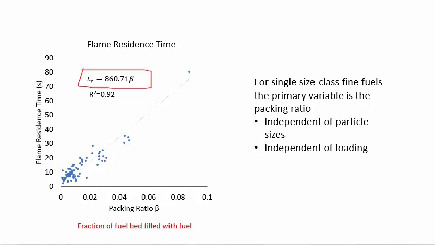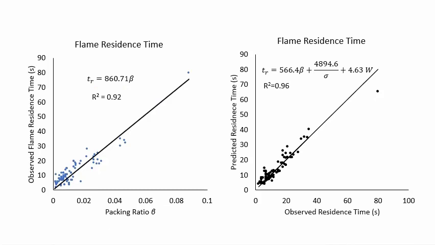What you see here is 92% of the variation in these cardboard fuel beds is a function of only beta. Only the packing ratio determines it. So for a given particle size, you could have a residence time as low as 7 or 8 seconds and as high as 70 seconds, simply by changing the packing. Very interesting. Now we can improve upon this relationship by adding some other factors.